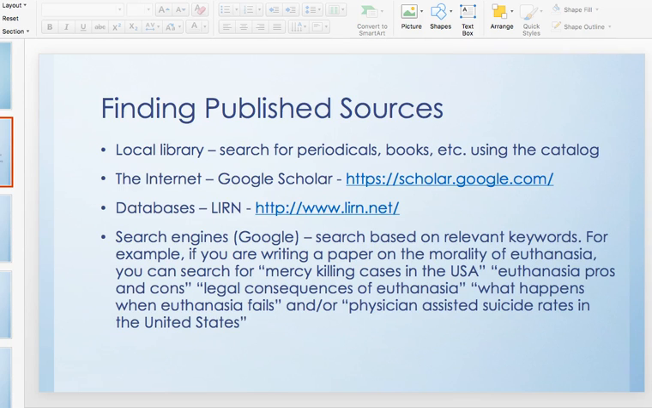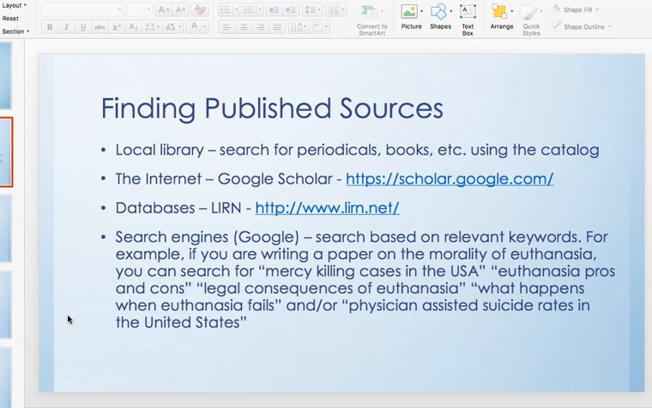If you are looking for published sources, there are quite a few ways to do that. The first way, of course, is to check your local library, and you can search for periodicals, which are journals or magazines, books, and other resources using the library catalog. Most libraries nowadays have an online catalog where you can easily search for whatever you're looking for, identify where to find it, or at least see if it is available or if it needs to be put on hold.